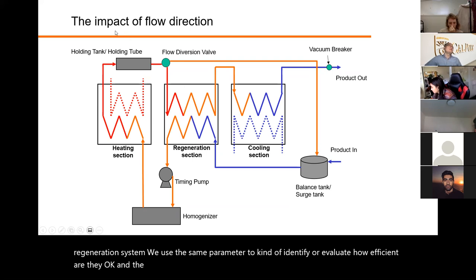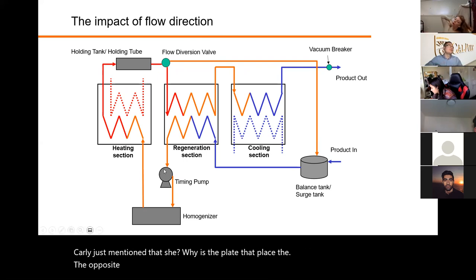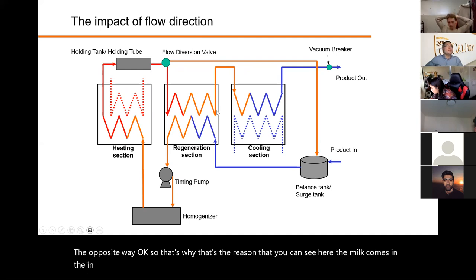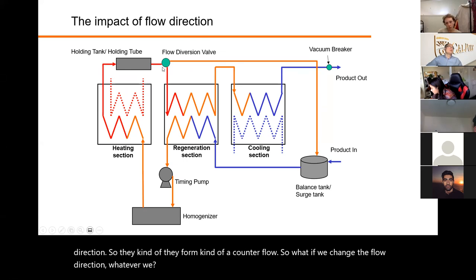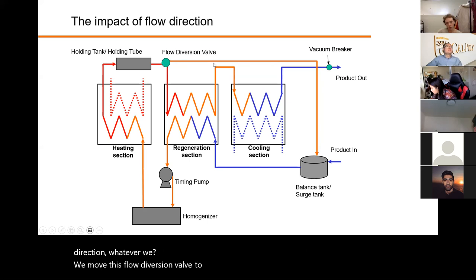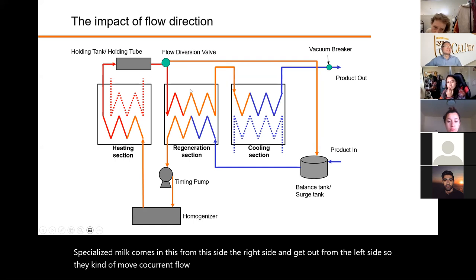And second, let's talk about the impact of the flow direction. Like Carly just mentioned, why do the plates play the opposite way? That's the reason you can see here the pasteurized milk comes in towards the right direction, and the raw milk comes in towards the left direction. So they form a counter flow. What if we change the flow direction? What if we move this flow diversion valve to the right side? Then the pasteurized milk comes in from the right side and gets out from the left side, so they move in co-current flow. Which way do you think is more efficient?